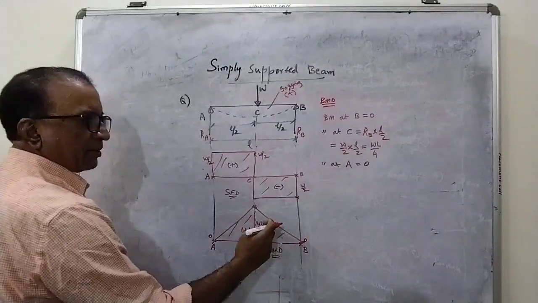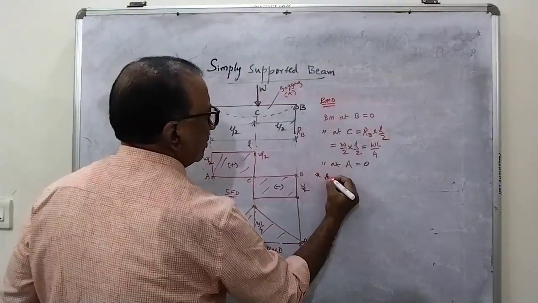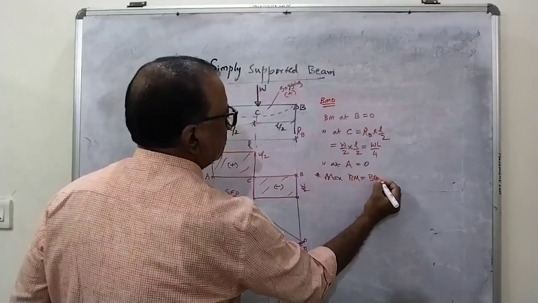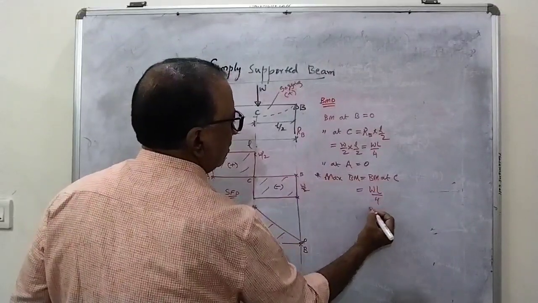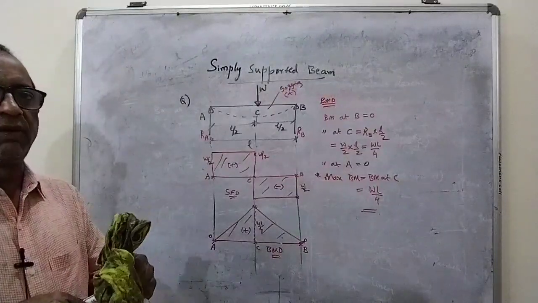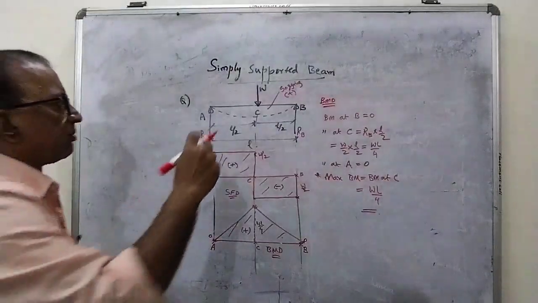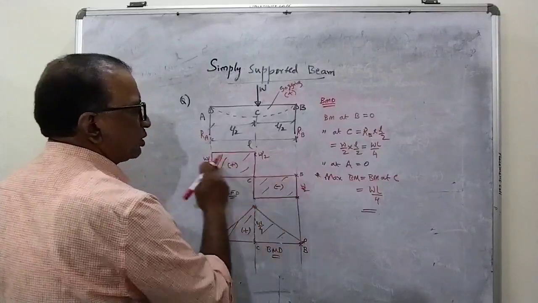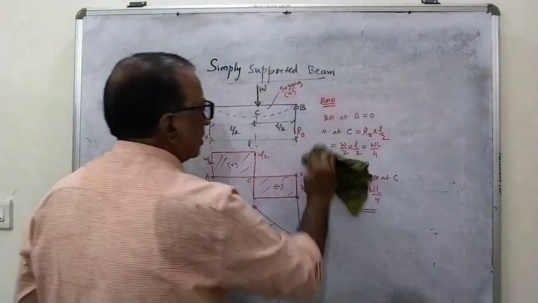From this total bending moment diagram, it is clear that the bending moment is maximum at the center. So maximum bending moment is equal to bending moment at C, and how much is the value? WL by 4. You have to remember this value. Whenever there is a point load at the center, the maximum bending moment is WL by 4 and maximum shear force is W by 2. These are very important objective questions which you will come across in your competitive exams.